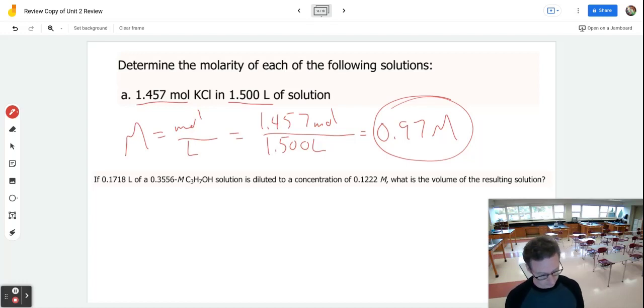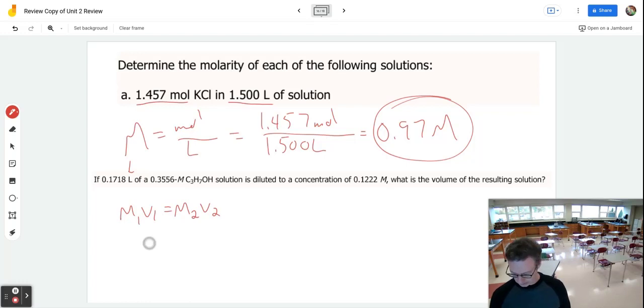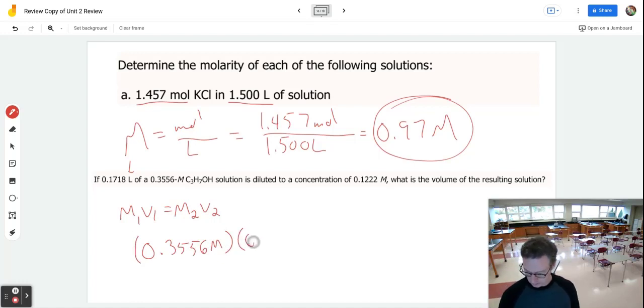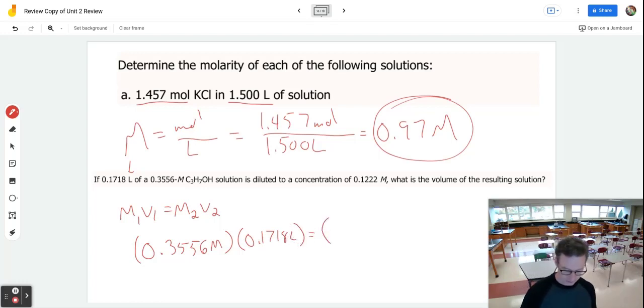Here's a dilution equation again, M1V1. See, this one is in liters. That's okay. If you start in liters, you end up in liters. If you start in milliliters, you end up in milliliters. Doesn't matter when you're doing dilutions. So we have 0.3556 molar solution, and we have 0.1718 liters of it, and we dilute it to a concentration of 0.122 moles. The question is, what is the final volume?